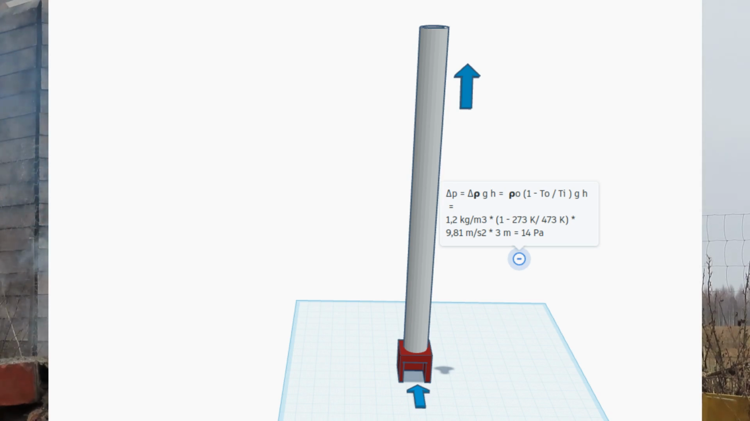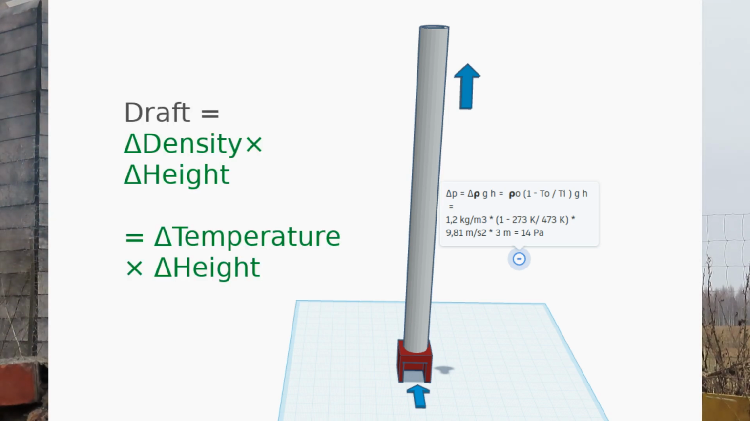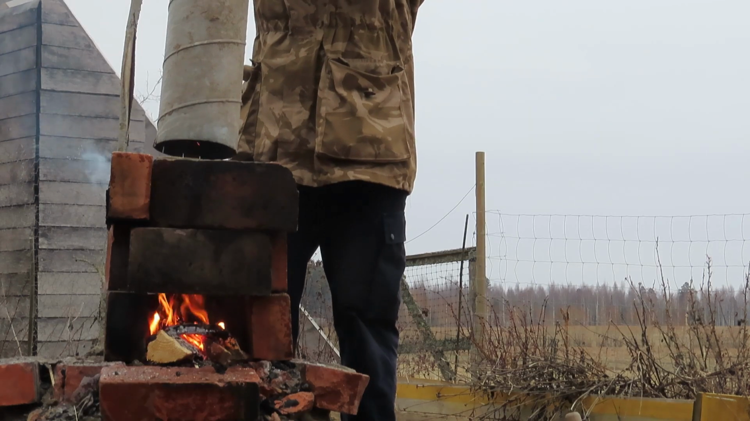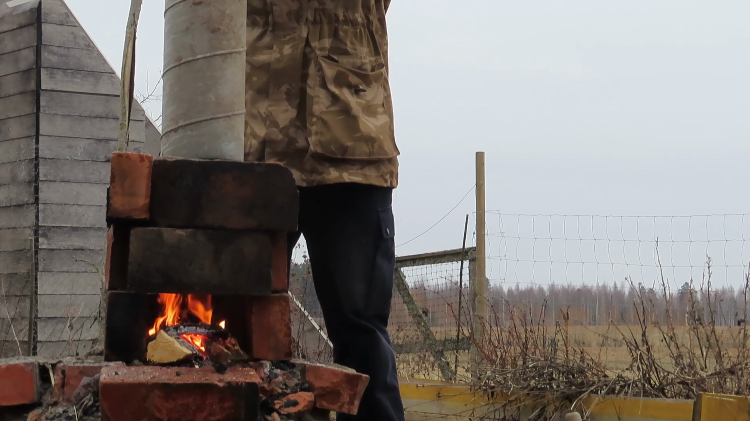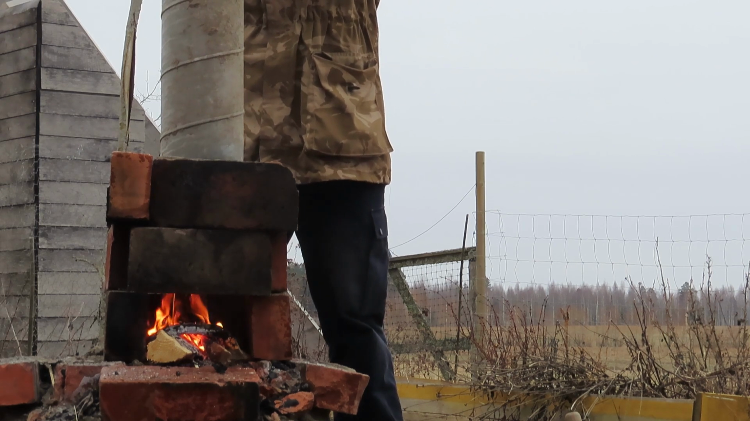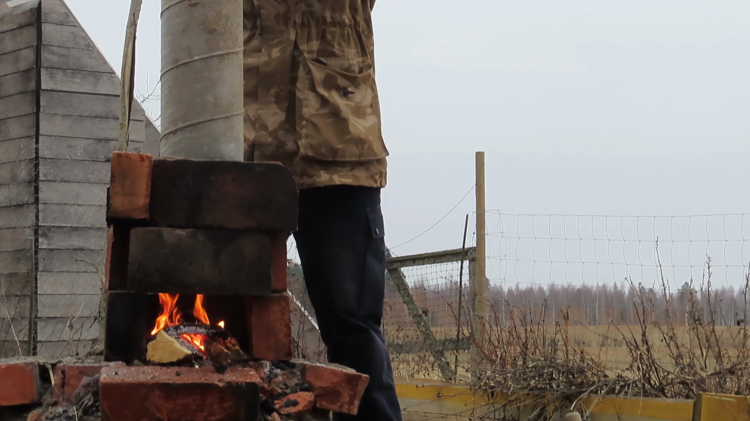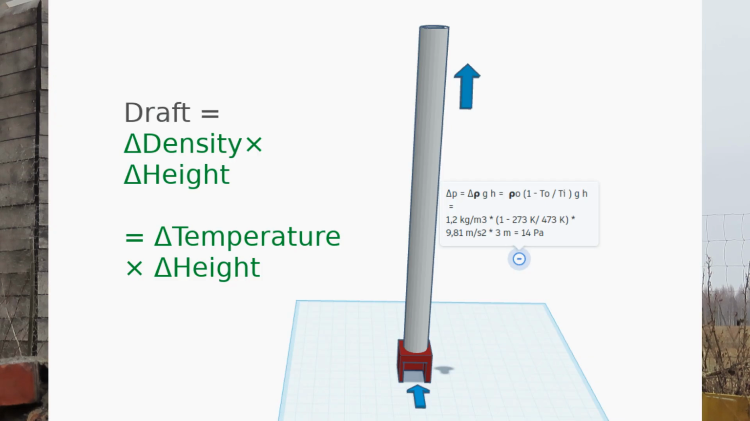A chimney works by creating a draft, transporting the hot gases up. So the higher the chimney, the stronger the draft, and the hotter the chimney, the stronger the draft. It's based on the temperature difference and the height difference between the outside air and the inside of the chimney.